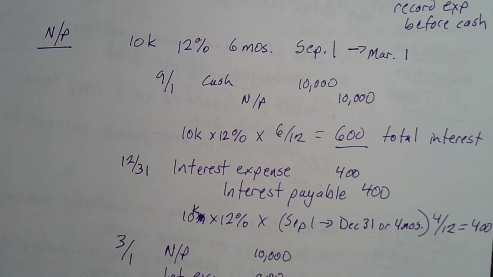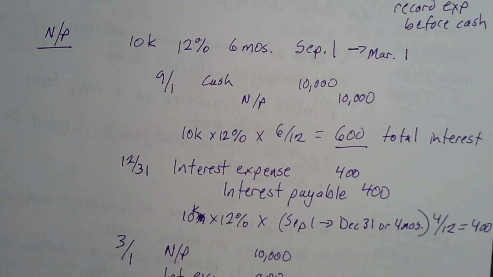So let's take a look at a short-term loan. $10,000, 12%, 6 months, September 1st to March 1st. The journal entry when we take it out is we receive cash and we record a current liability, a note payable for $10,000. What is the total interest? Remember, the 12% is the annual rate. That's how much we would pay in the year.